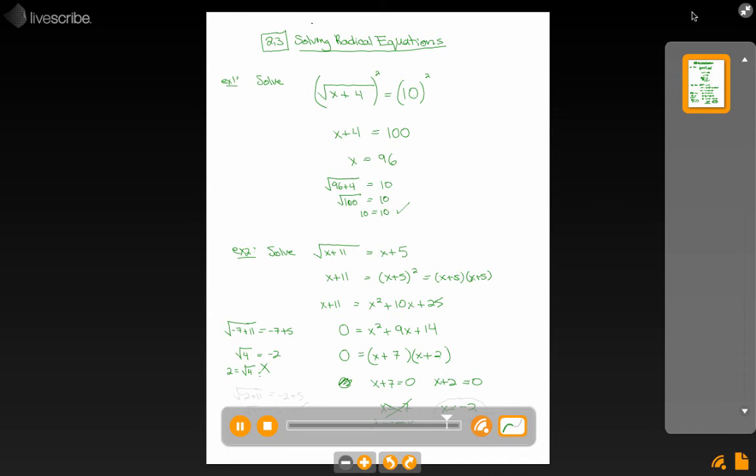The second one, if I check it, does the square root of negative 2 plus 11 equal negative 2 plus 5? Is the square root of 9 equal to 3? And the answer is yes. And so we do have one good solution to this radical equation, and that is that the answer is x equals negative 2.